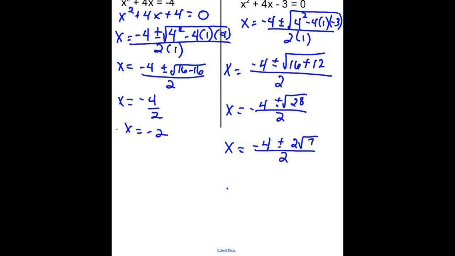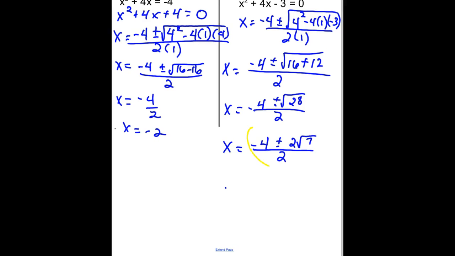What you have to be careful of is that 2 in the denominator applies to the whole numerator. That means the negative 4 is going to get divided by 2, and the 2 root 7 is going to get divided by 2. So we should end up with x equaling negative 2 plus or minus what? We had 2 root 7. If we divide out the 2, we get 1 root 7. Okay.